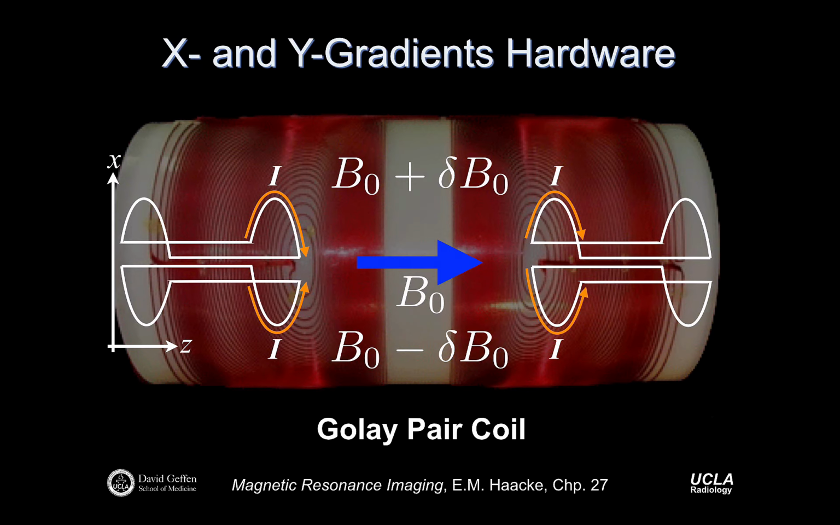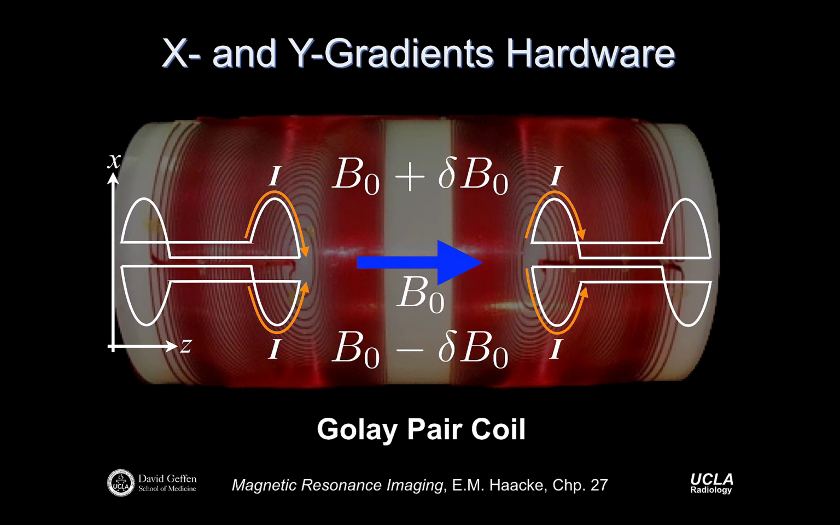And so I have a variation in field strength along x. So there's a variation in field strength along x, that's an x gradient, but the direction of the magnetic field at all points is in the B0 direction, or the z direction. Okay? So the gradient is x, but the direction of the field is z.